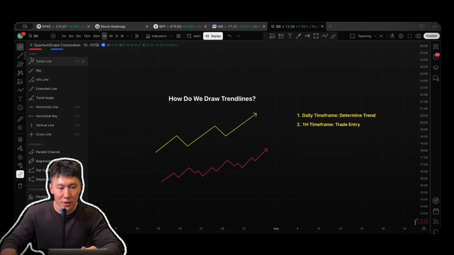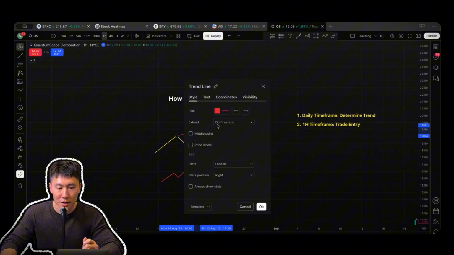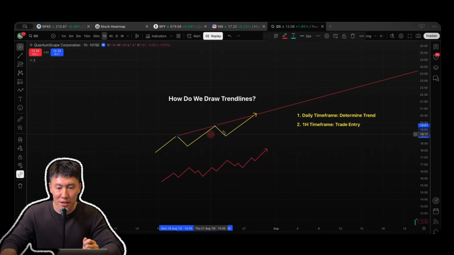So what we want to do is go to this column on the left. If you click open it, you'll see this trend line option right here. You want to connect point A, which is the first swing high, to point B, the second swing high. Double click this trend line and you'll see this extend function. Click the drop down and click extend right line. This will extend the entire trend line all the way to the right so you don't have to draw it manually.